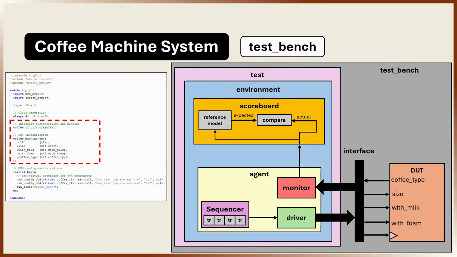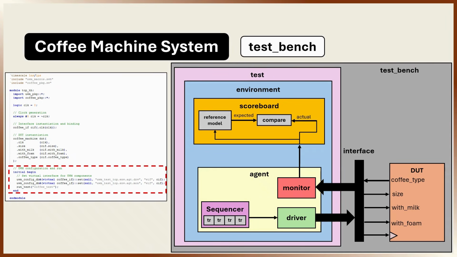In the initial block, we configure the virtual interface. We pass the interface to the driver and the monitor using the UVM configuration database, so both components have access to the DUT signals. Finally, we start the test by calling run_test with the name coffee_test.